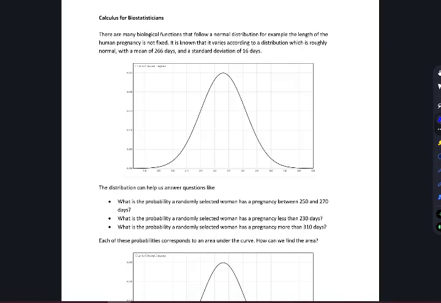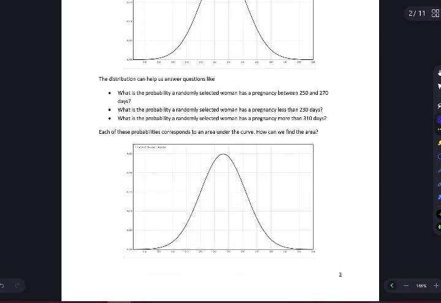What this probability curve helps us do is figure out, when I randomly select a woman who's pregnant, what is the probability that her duration of pregnancy is between certain values? Questions that a distribution like this can help us answer would be things like: what is the probability that a randomly selected woman has a pregnancy between 250 and 270 days? What is the probability a randomly selected woman has a pregnancy less than 230 days? And what is the probability a randomly selected woman has a pregnancy more than 310 days?